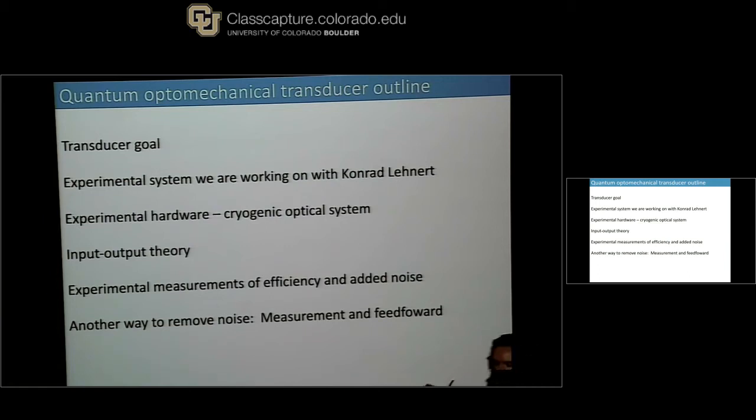And then I'll talk at the end about the most recent things that we've been doing, which is another way to remove noise through measurement and feed forward. We've been talking to Graham and Liang about these ideas as well.